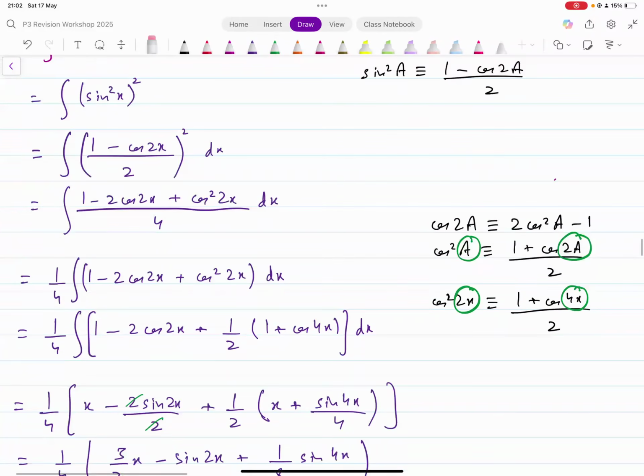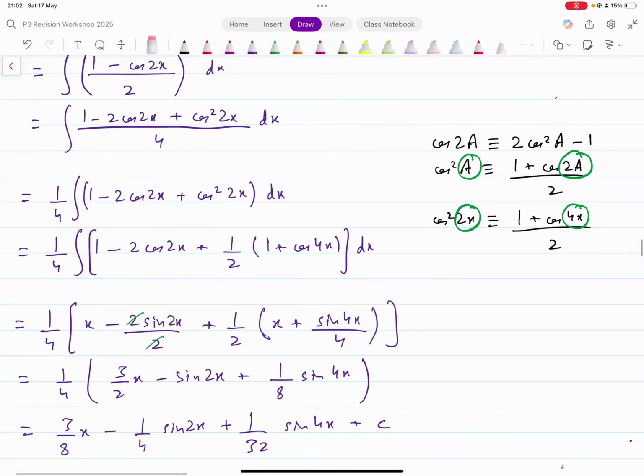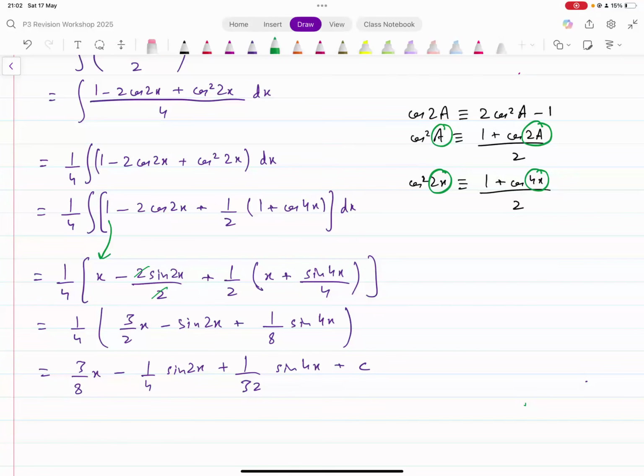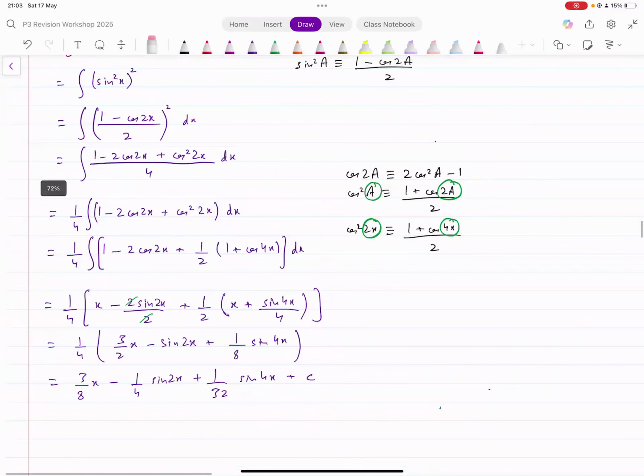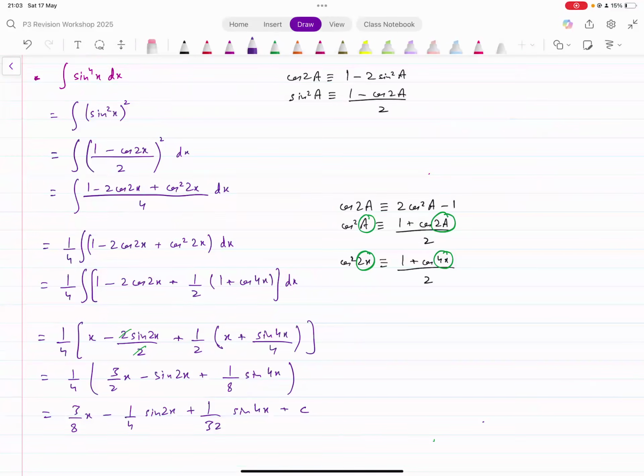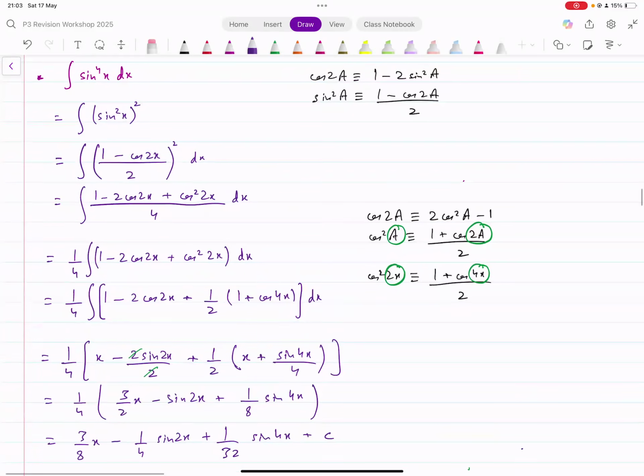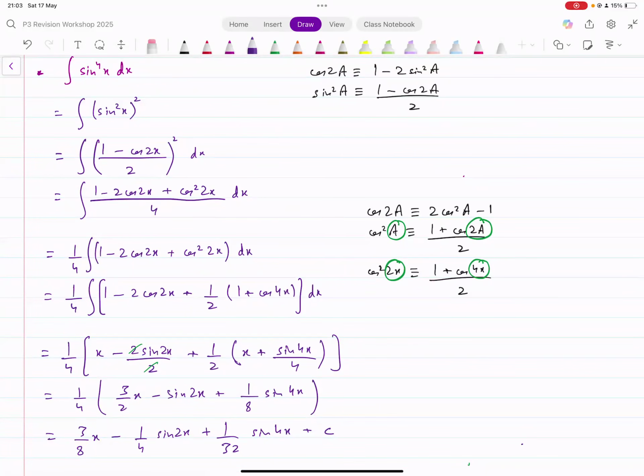And now the powers are all eliminated. We can integrate them now. 1 integrates to x, cos 2x integrates to sin 2x over 2, cos 4x integrates to sin 4x over 4, 1 integrates to x. And then we just simplify all of that and we get the result. If you had to integrate cos raised to power 4, the process for that will be exactly the same, with just a difference of some plus minus, but the overall process will be pretty much the same as this.